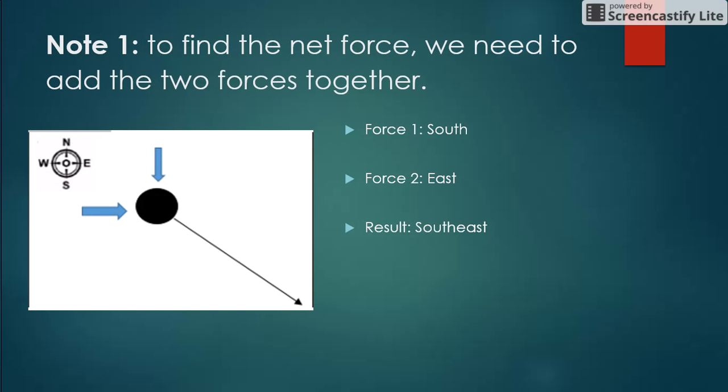Note number 1, to find the net force, we need to add the two forces together. So if I have force 1 going south, and I have force 2 going east, my result or my net force is going to go southeast. I have to add those two forces together.